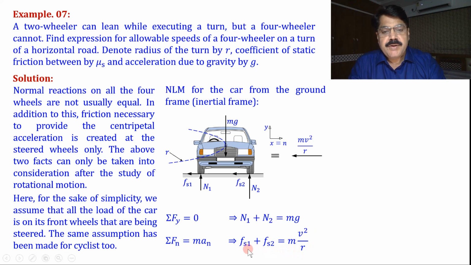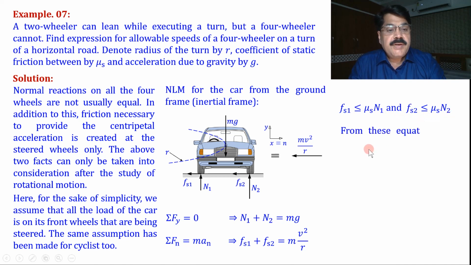Now we know that Fs1 is less than or equal to mu s into n1, and Fs2 is less than or equal to mu s into n2. We use these values here. Substituting, mv square by r will be less than or equal to mu s into n1 plus n2, and n1 plus n2 is equal to mg. Now we can easily write the answer: v is less than or equal to the square root of mu s g r. This expression is the same as what we obtained for the cyclist.